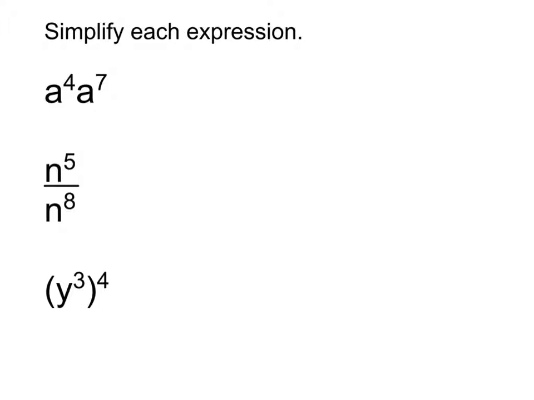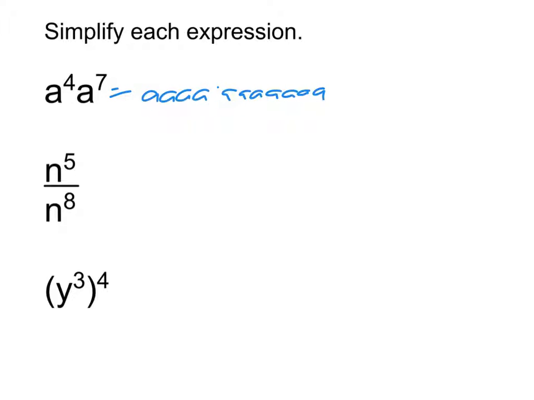I'm going to show you kind of the long way of why these rules are what they are, because many of you remember the rules, but probably cannot tell me why they're the rules. So it's always good to remember where they come from. This a to the 4th, a to the 7th. A to the 4th, remember, means a times itself 4 times. And a to the 7th means a times itself 7 times.